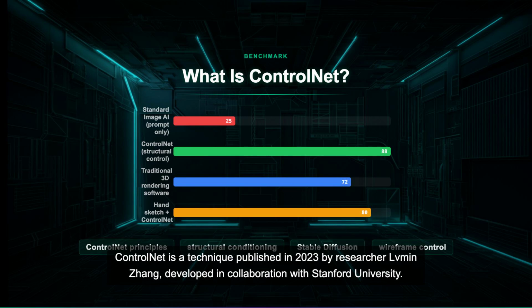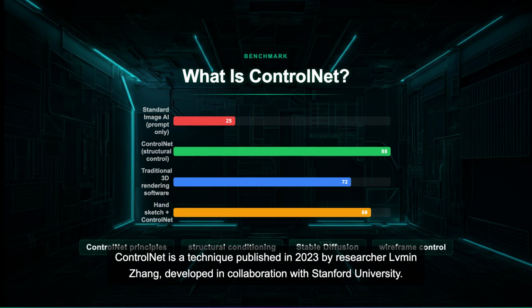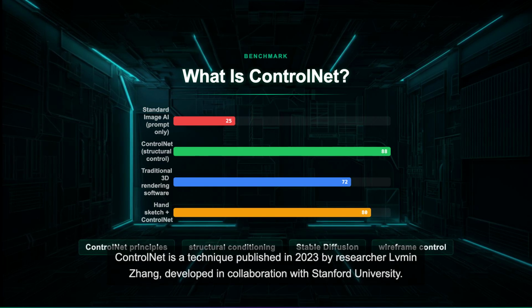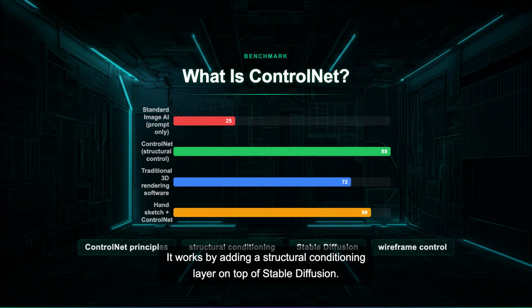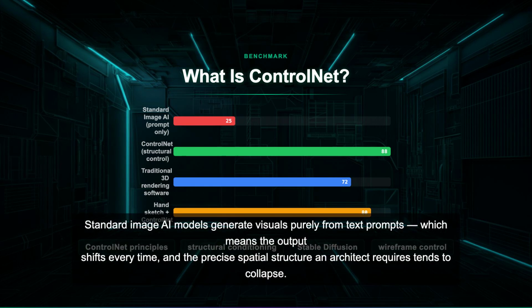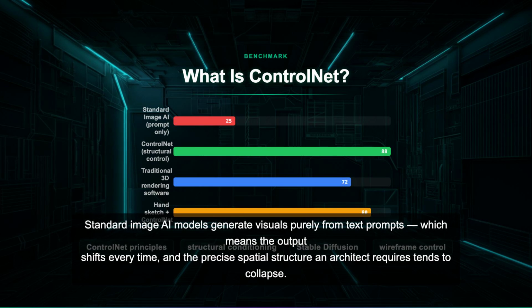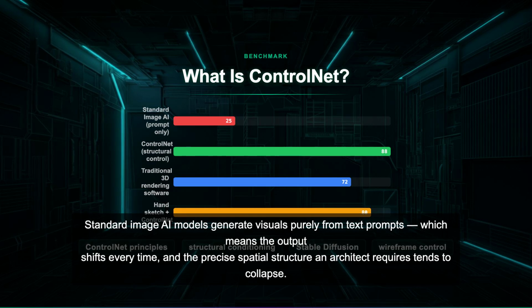ControlNet is a technique published in 2023 by researcher Min Zhang, developed in collaboration with Stanford University. It works by adding a structural conditioning layer on top of Stable Diffusion. Standard image AI models generate visuals purely from text prompts, which means the output shifts every time, and the precise spatial structure an architect requires tends to collapse.